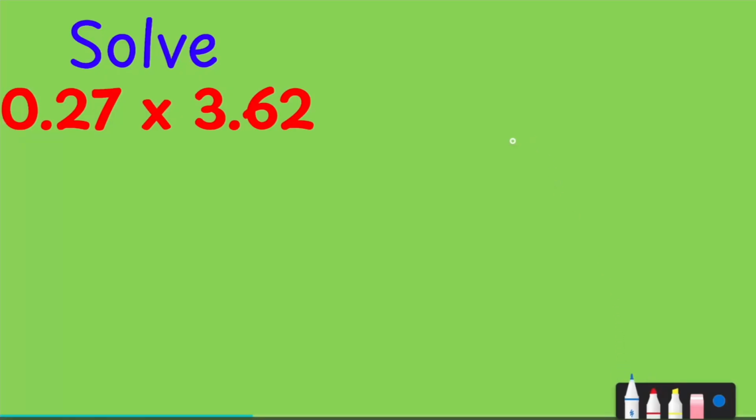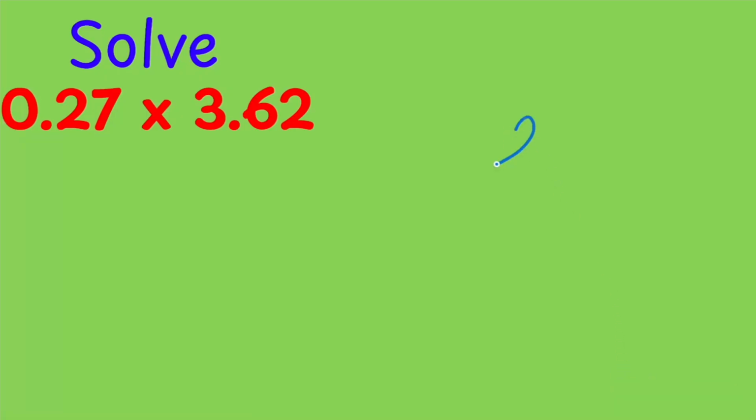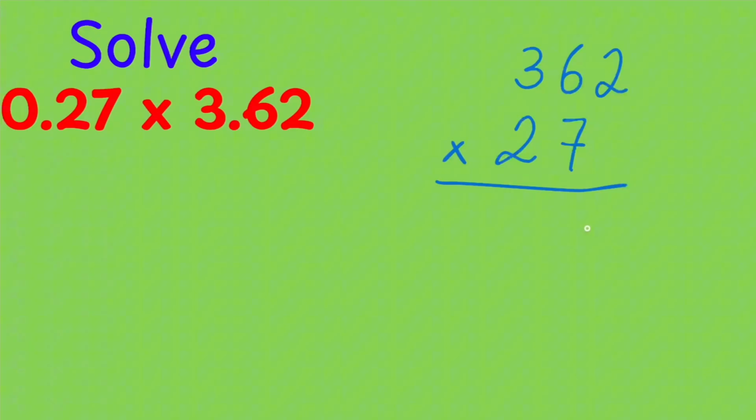Then write them here vertically without the decimal point. 27 multiplied by 362. We will multiply them without the decimal point. Okay, how about the decimal points? We will place it at the end, when we have the final product. But now, multiply them as whole numbers.